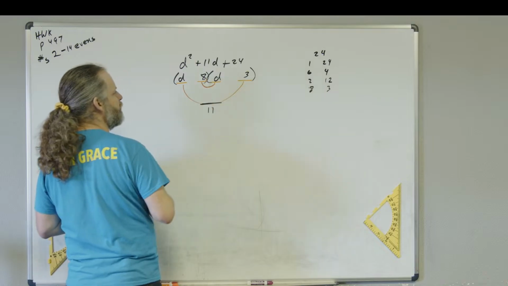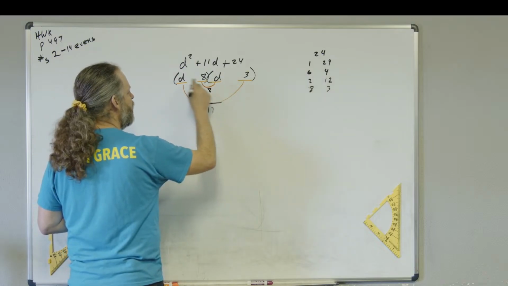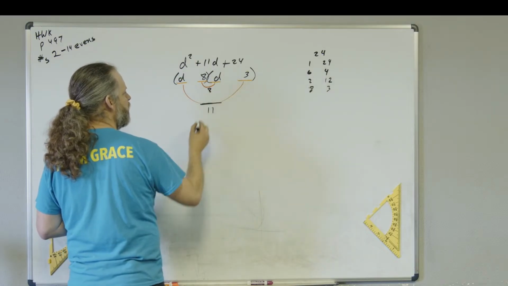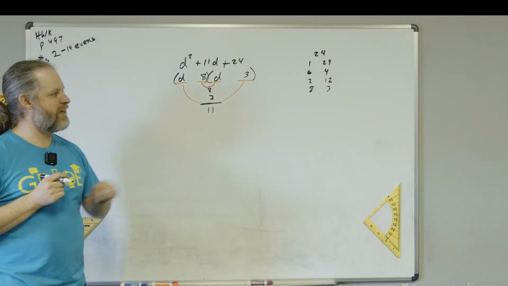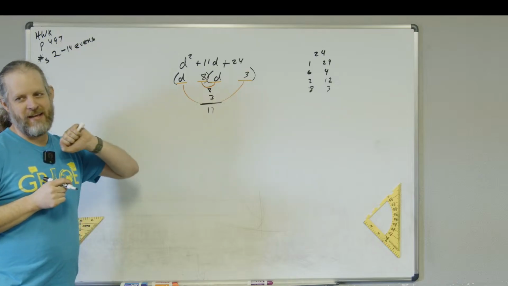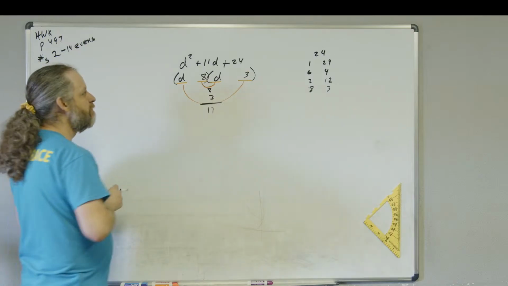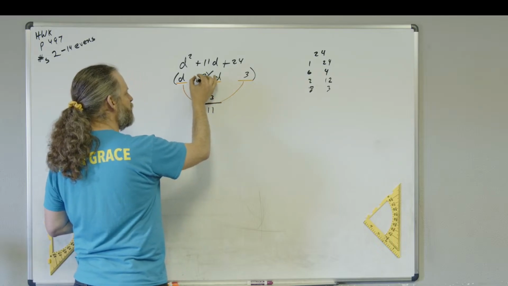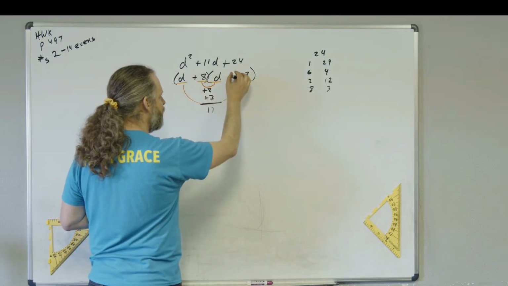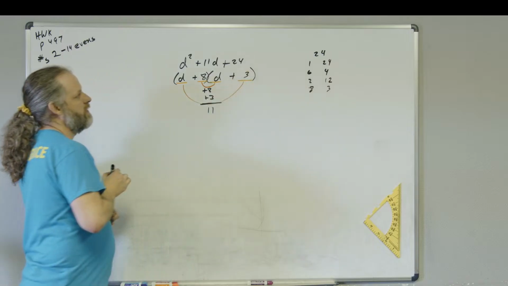8 times 1 is 8. 1 times 3 is 3. Can we add or subtract those to get 11? Yes. What do the signs need to be? Both plus. We follow his nose and put a plus, and we follow his mouth and put a plus.